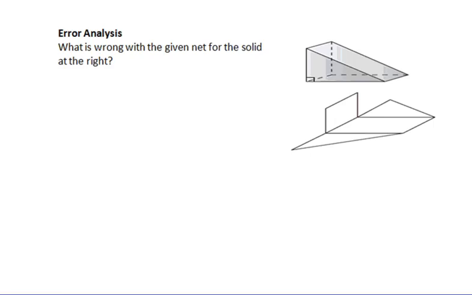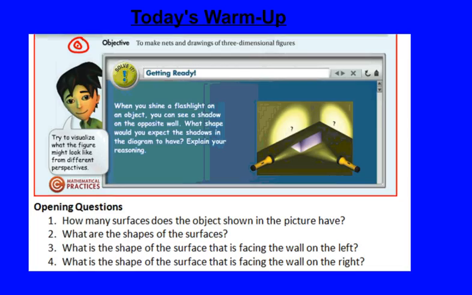And finally, oh, by the way, I'll go back and show you that in just a sec. But finally, error analysis. What's wrong with the given net for the solid at the right? What is wrong with it? Answer that question. And then why don't you go back to the original learning target. And it says to make nets and drawings for three-dimensional figures. Can you do that now? Can you make nets and other drawings? What are the other drawings? Do you remember what they are and how to do them?